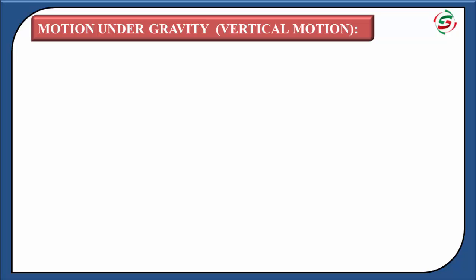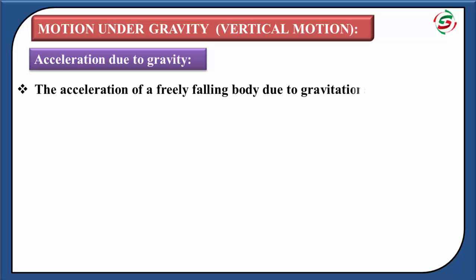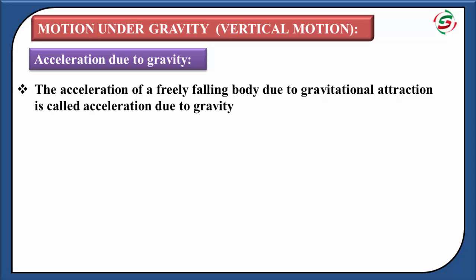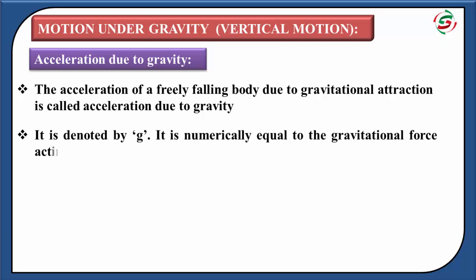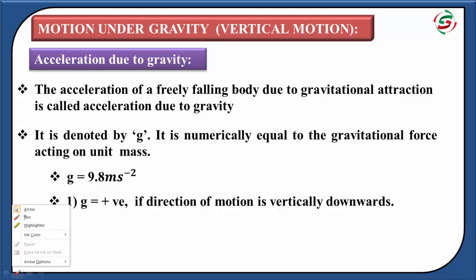Before going to solve the questions on this topic, once again I revise the brief synopsis on this concept, that is acceleration due to gravity. The acceleration of a freely falling body due to gravitational attraction is called acceleration due to gravity, denoted by g, numerically equal to the gravitational force acting on unit mass. Its value is 9.8 meter per second square. It is a very important concept.